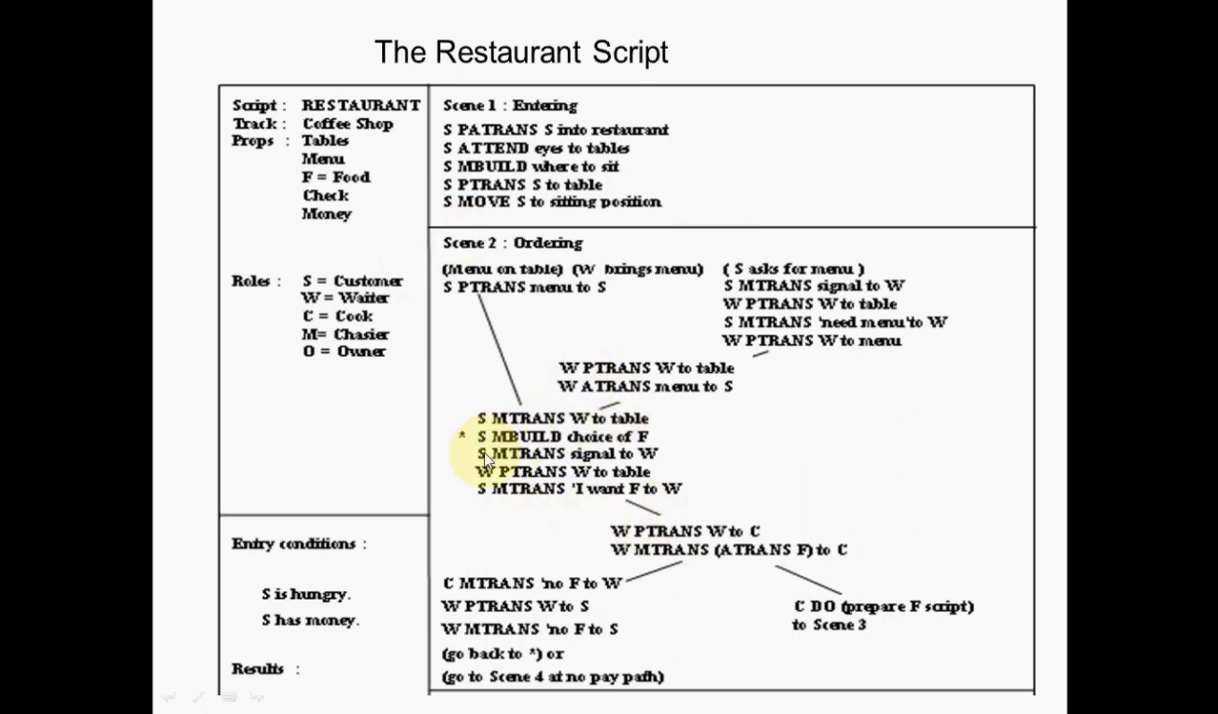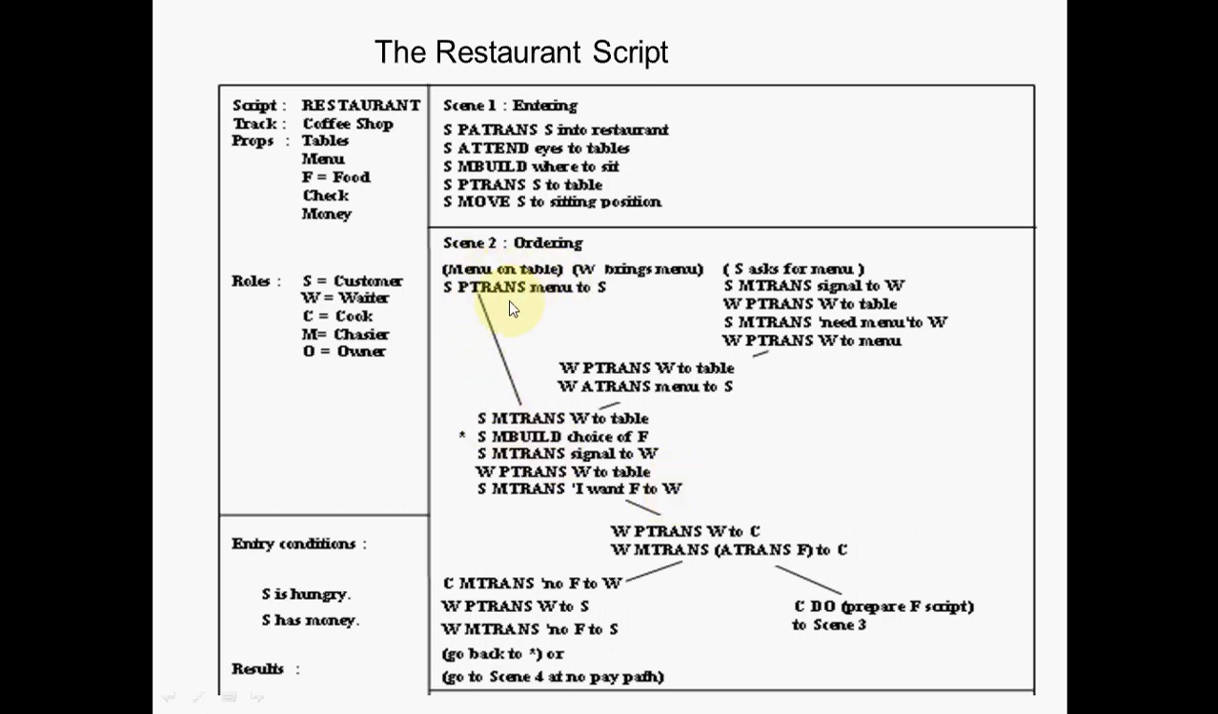Then you see S MBUILD choice of food. Once you have taken the menu in your hand, S MBUILD choice of food. You are deciding what the food is. And once you have decided, then S MTRANS signal to waiter. Once you have decided what you are going to eat, you are giving a signal to the waiter. Then the waiter moves himself to the table, and then S, that is you, MTRANS, you tell, I want a particular food F to the waiter. Understood?